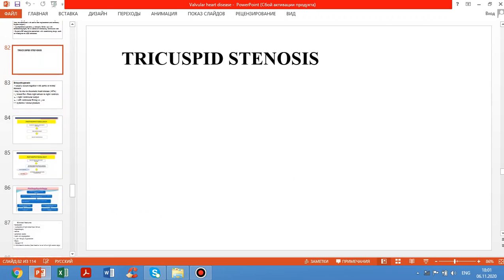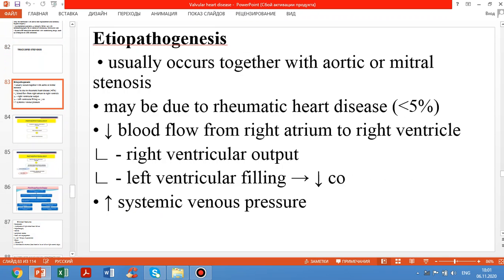Tricuspid stenosis is rare, usually occurring together with aortic or mitral stenosis, and may be due to rheumatic heart disease. There is decreased blood flow from right atrium to right ventricle, decreased right ventricle output, decreased left ventricle filling and decreased cardiac output, and high systemic venous pressure.